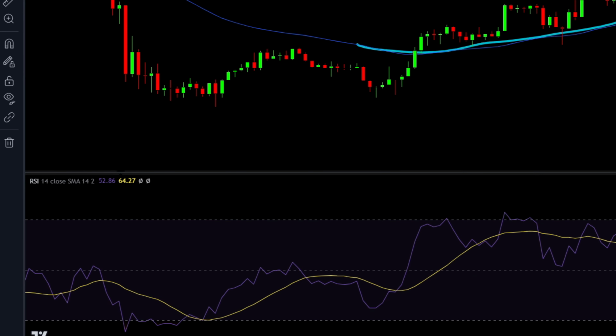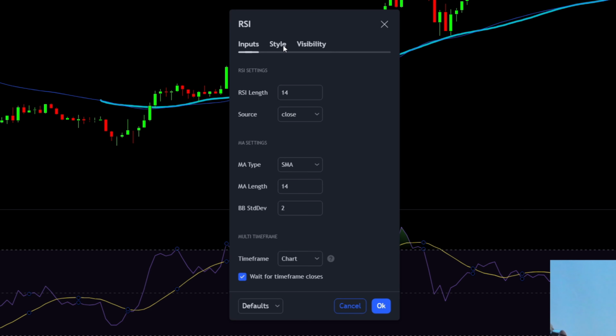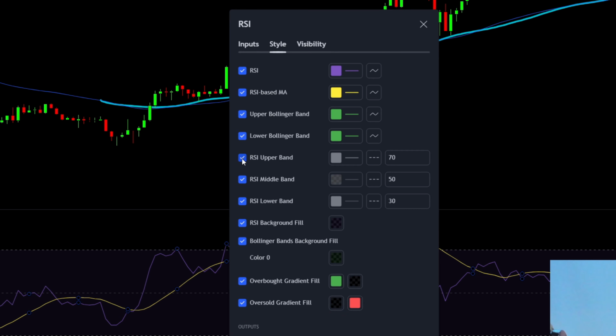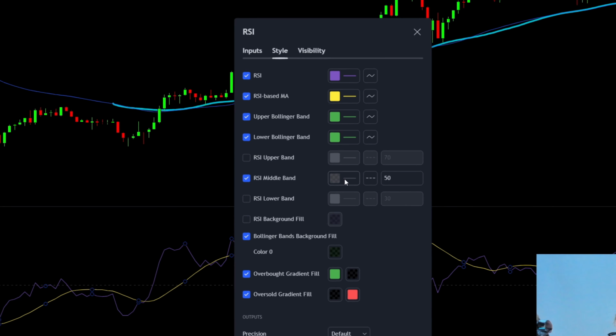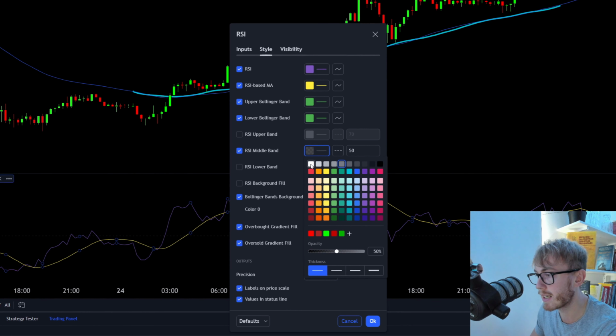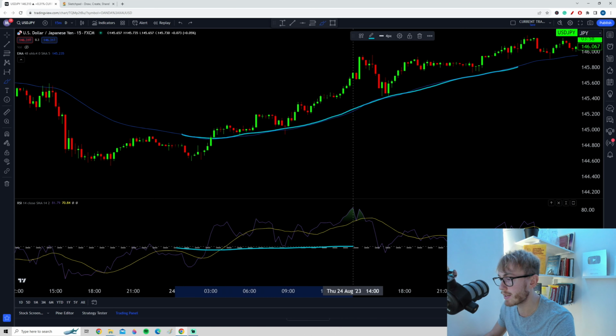What we can do here is that we can actually go to the settings of the RSI, we go to the style tab, and we can uncheck the RSI upper band, the RSI lower band, and we can also uncheck the RSI background fill here, and we can also make the middle band a bit more clear. So we can make it, for example, white, and we can make the line a bit more thick, and then we press OK. So now we can clearly see when the moving average is above the 50% line.